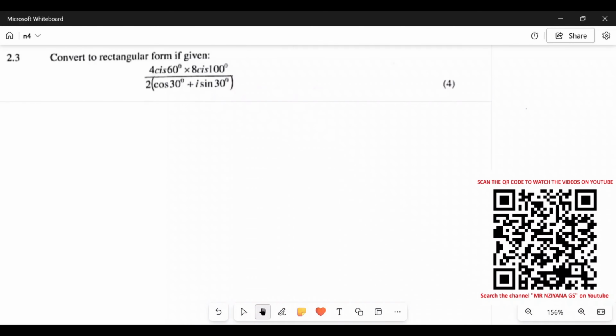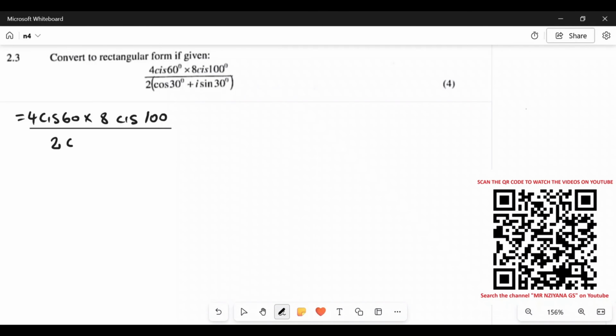So let's start. Let's first change this one underneath here into cis notation. We can write this as 4 cis 60, the first one there, multiplied by 8 cis 100. There we go. Divide by. This one here, guys, on the denominator, you can always write it like this as well.